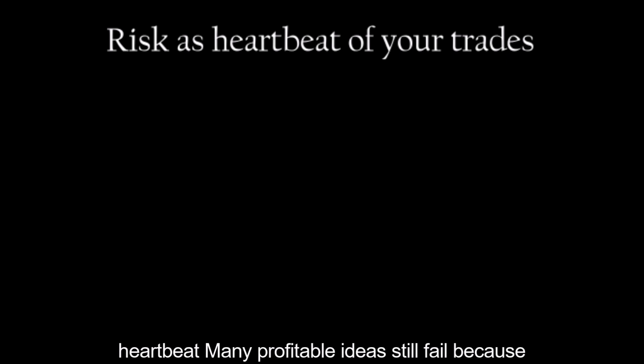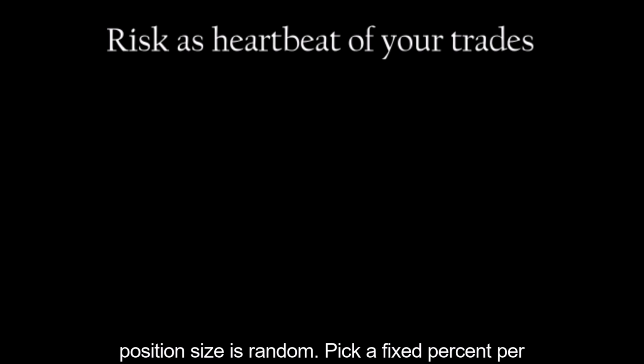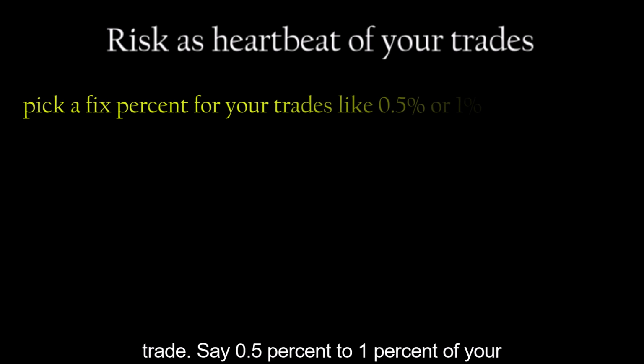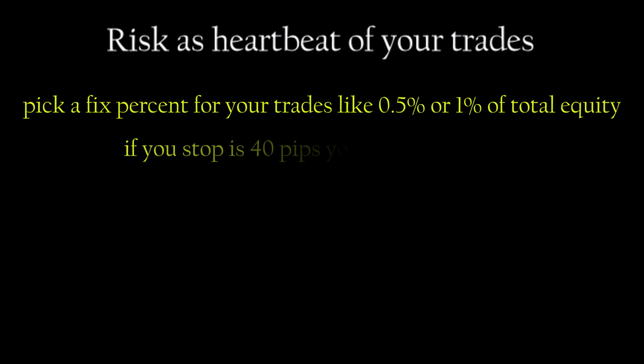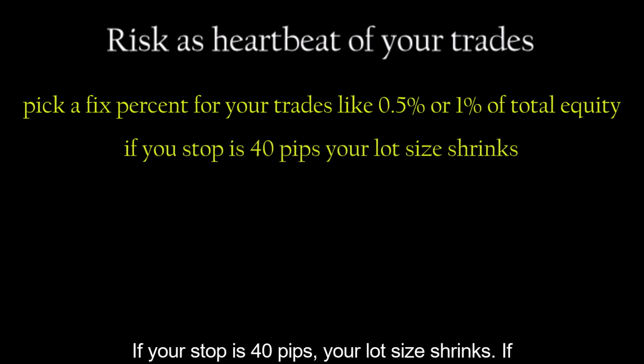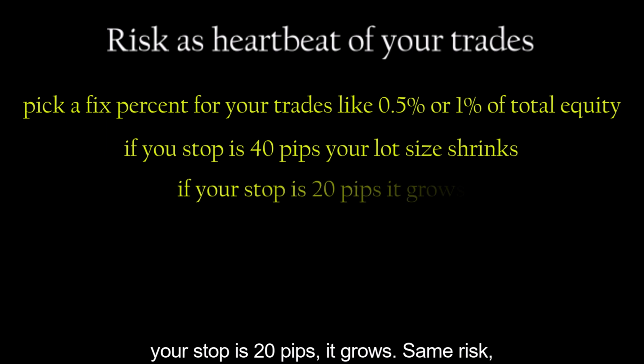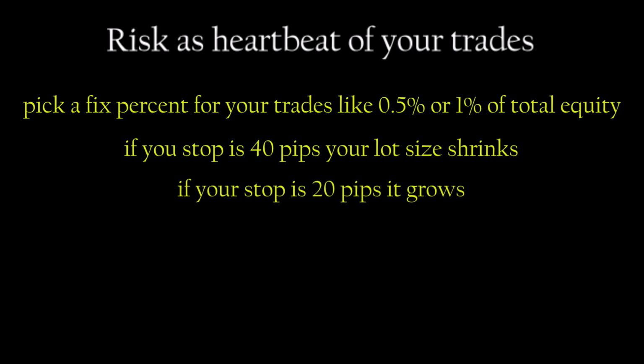Risk is the heartbeat. Many profitable ideas still fail because position size is random. Pick a fixed percent per trade, say 0.5% to 1% of your account. If your stop is 40 pips, your lot size shrinks. If your stop is 20 pips, it grows. Same risk, different size. That keeps you alive.